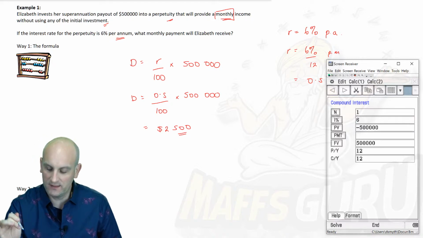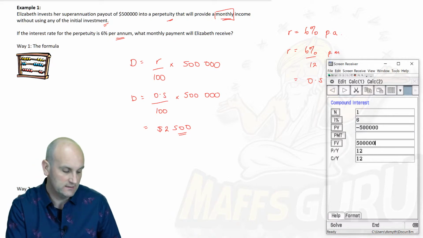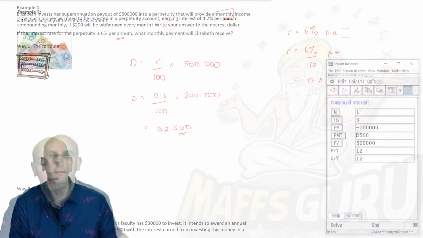Now, interestingly, remember the question didn't actually say 12, did it? No, it didn't. So you would assume, they're generally going to trick you if not. And I hit my PMT button and up came $2,500. Thank you very much, CAS calculator. You are a gun.